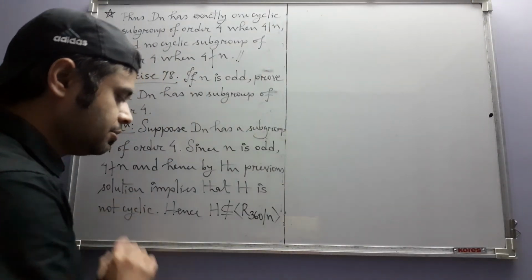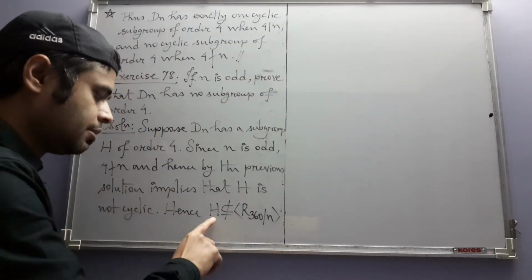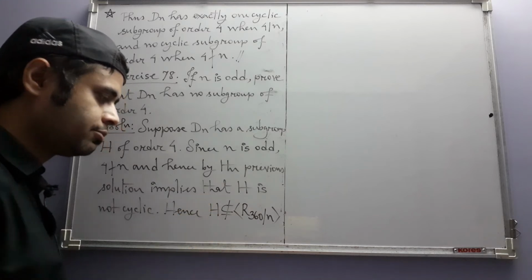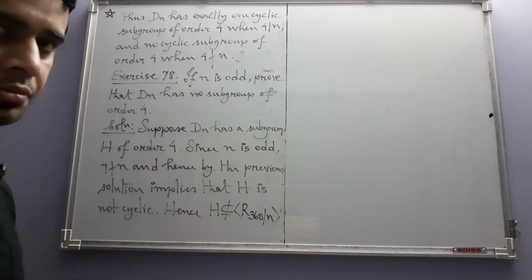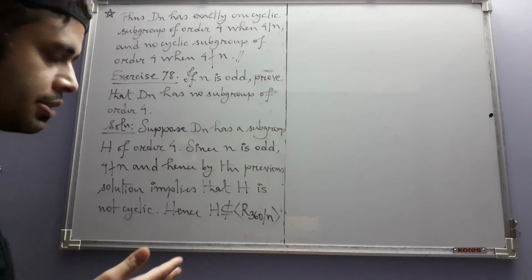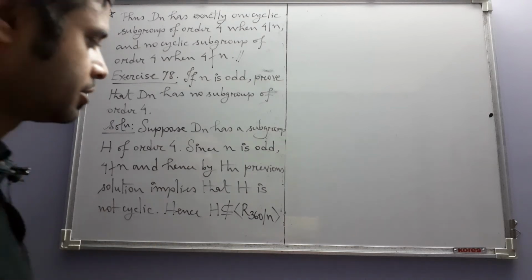Okay, so that means what? That means that H should have a reflection. All of its elements cannot be rotations.